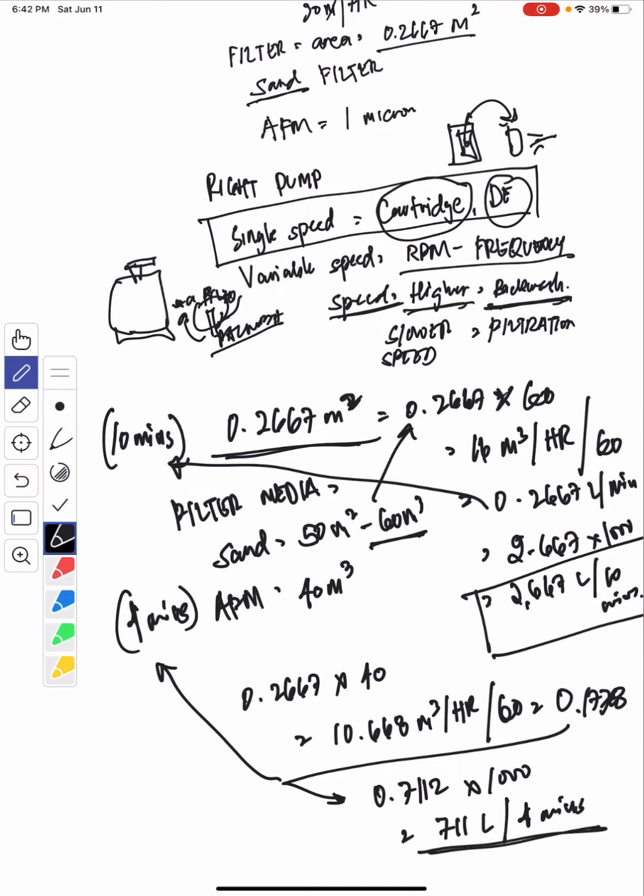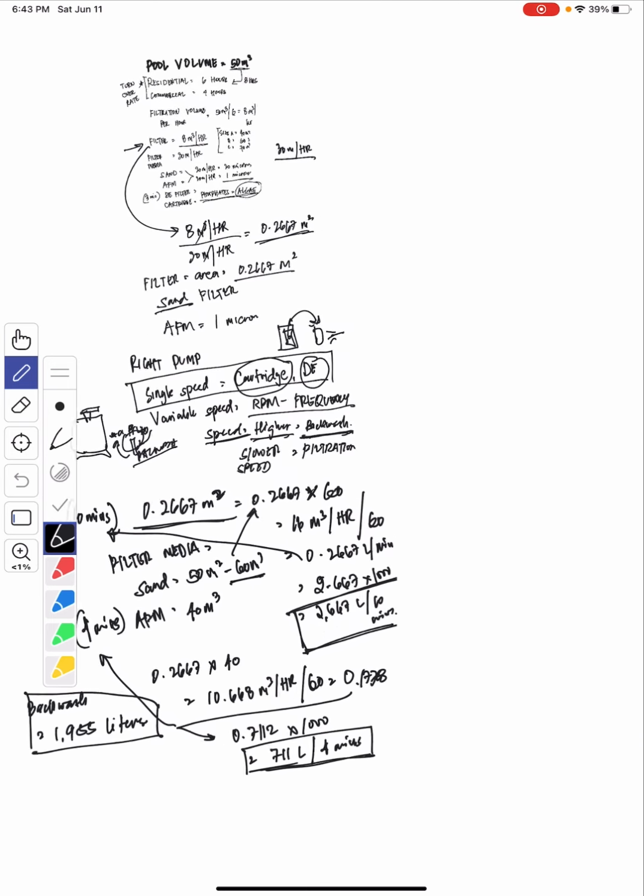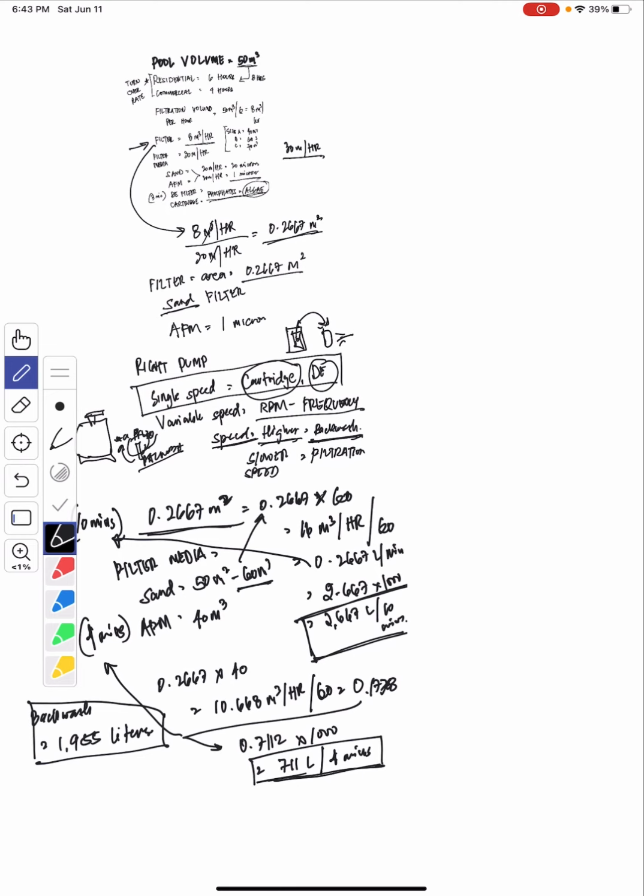Okay, now you save money, first of all. Every backwash with sand consumes around 2667 liters, while with AFM it's only 711 liters every 4 minutes. So every backwash you save 1955 liters. So over the course of the ownership of the pool, you will have saved a lot of money. Basically that's how you design your filter.